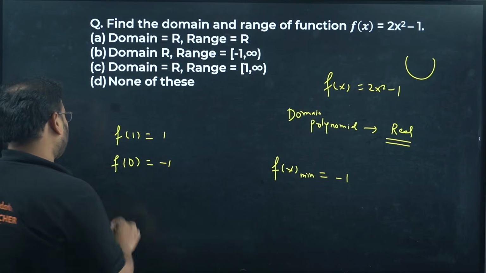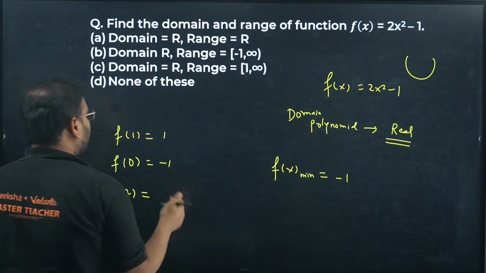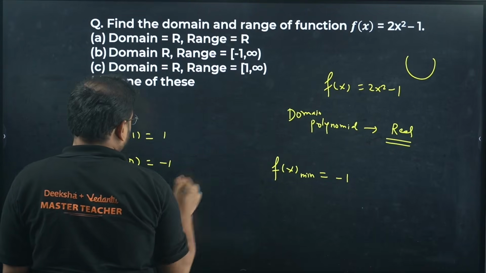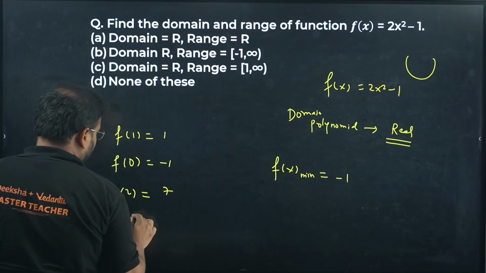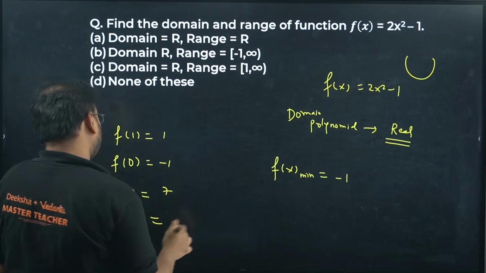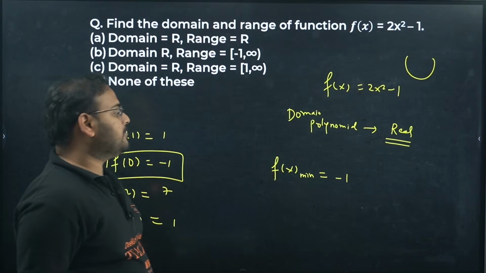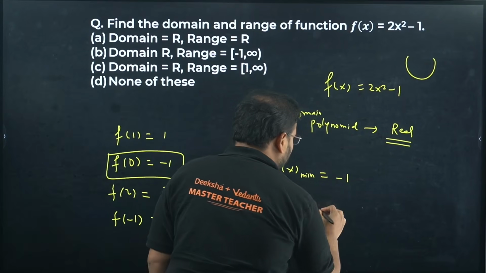Everything else, if you try to put f of 2, you get 2 square into 2, so 8 minus 1 which is 7. Put f of minus 1 just to be sure. Minus 1 square is again 1. 1 into 2 is 2. 2 minus 1 is 1. So only the minimum value is this. So minus 1 is the minimum value. Everything else is more than that.